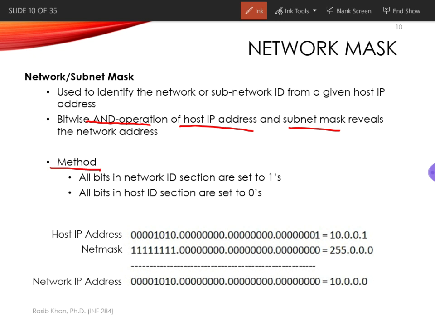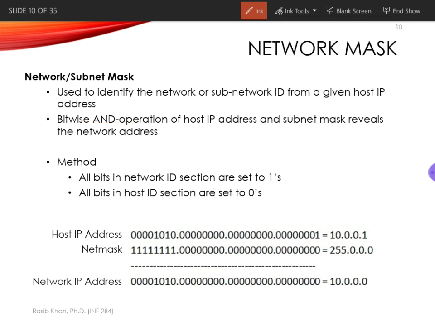So how do we identify a network mask, or how do we express a network mask? The idea is that for all the bits in the network ID section, you set it to all ones, and for all the bits in the host ID section, you set to all zeros.